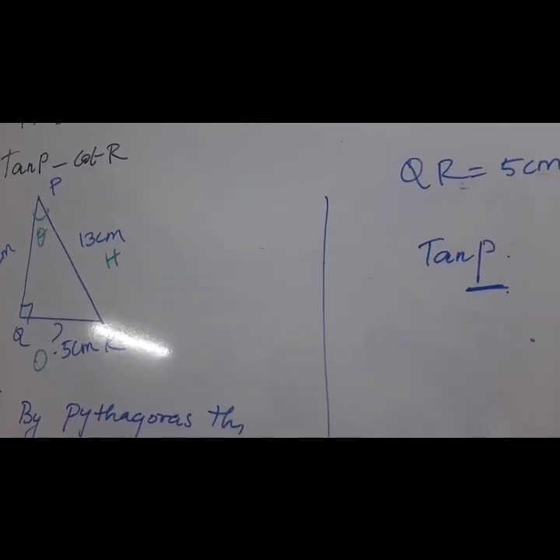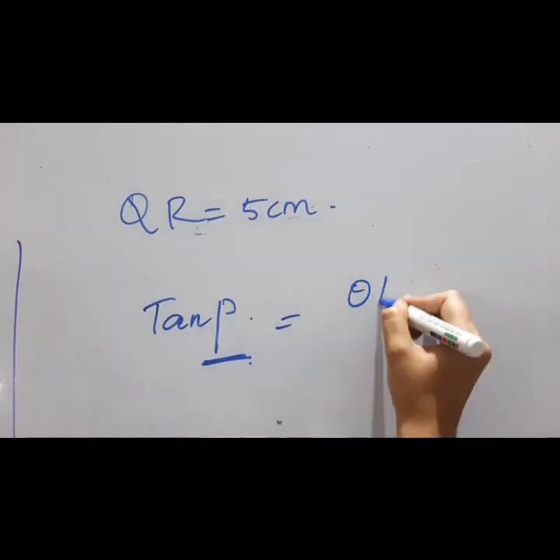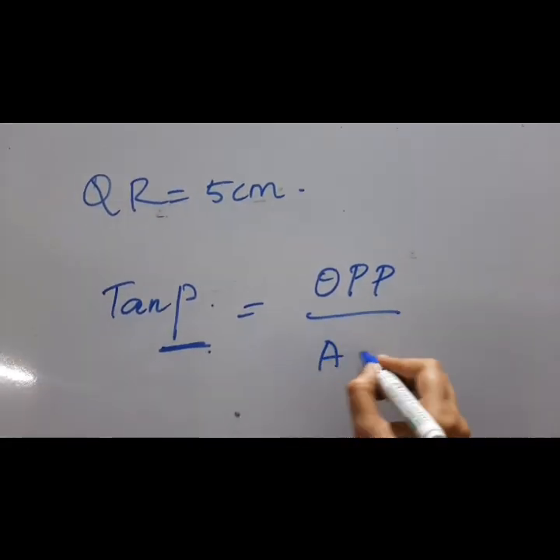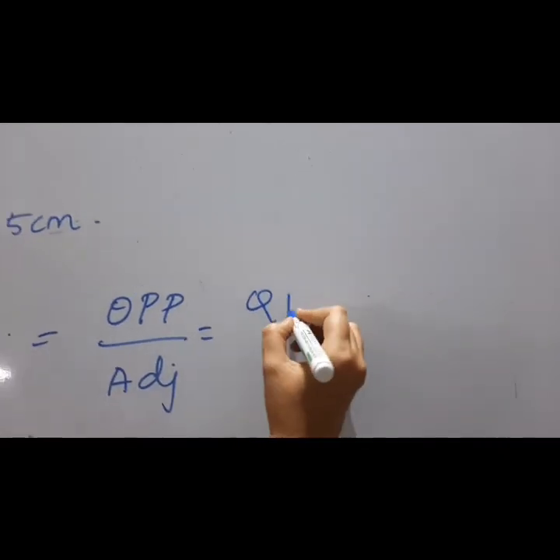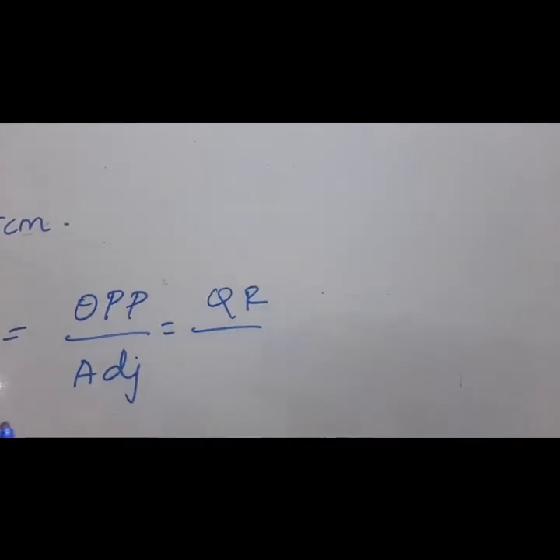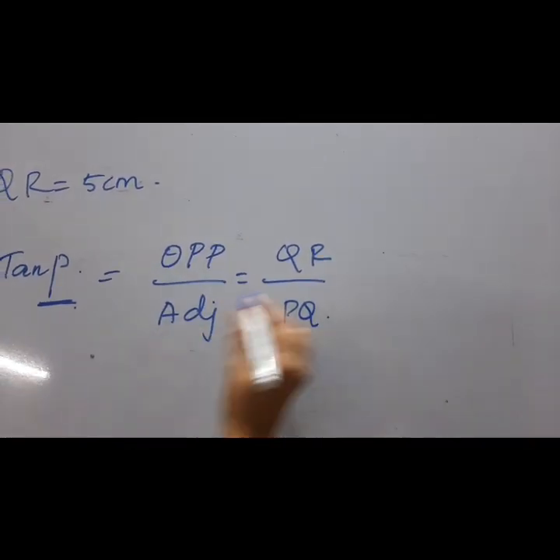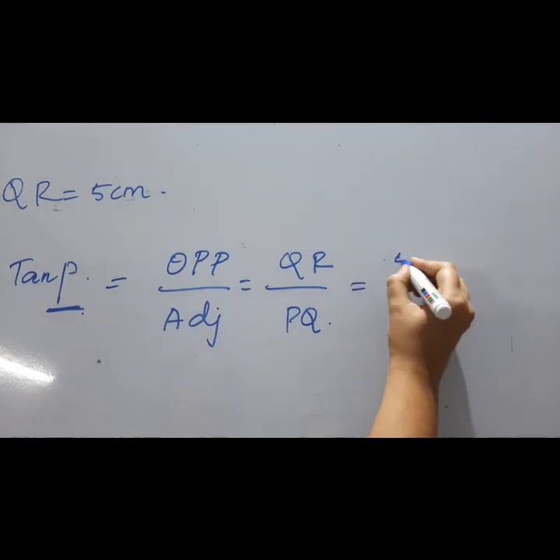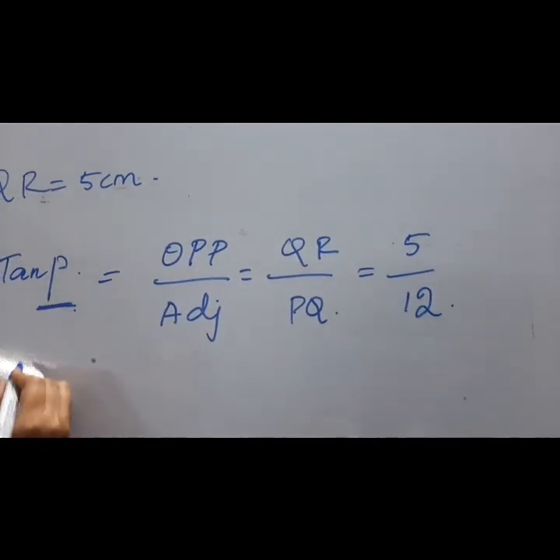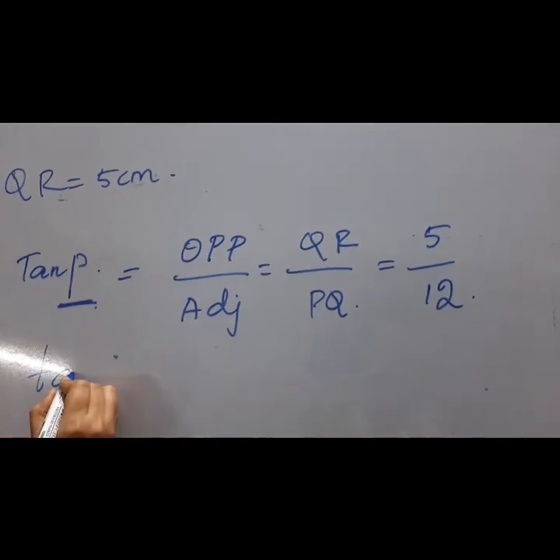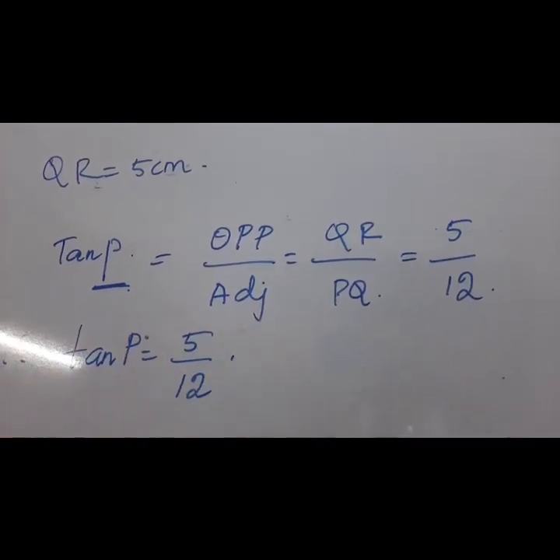Now how will we define tan P? Tan P is equal to opposite upon adjacent. Opposite is QR, adjacent side is PQ. Value of QR is 5 centimeter and PQ is 12 centimeter. Therefore the value of tan P is 5 by 12.